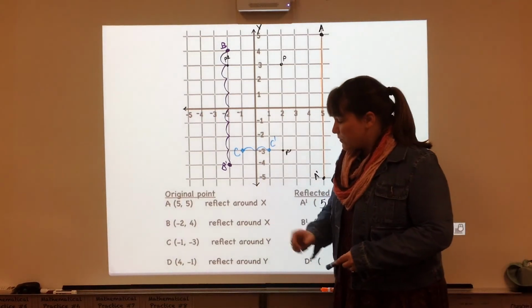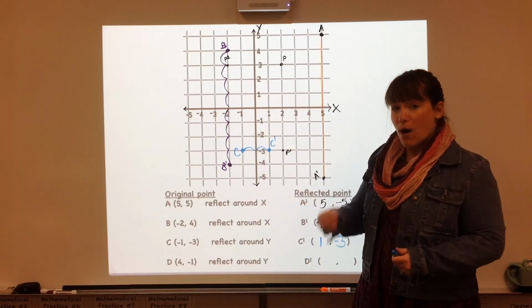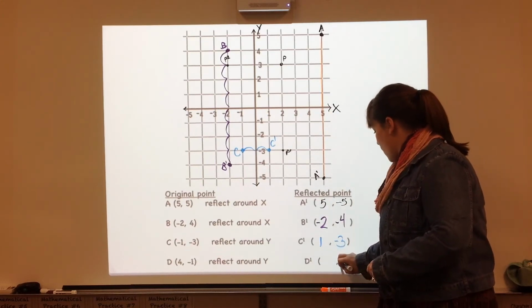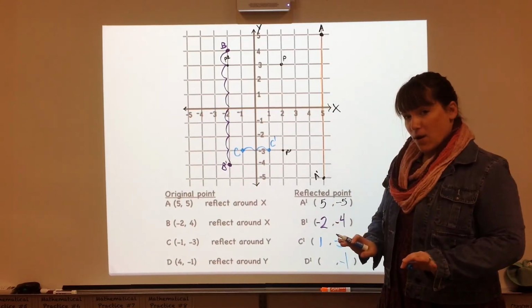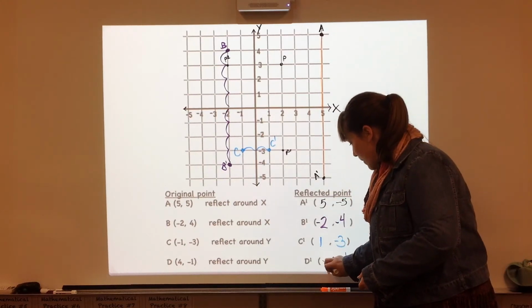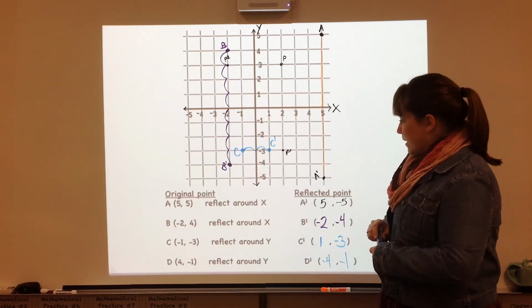Point D is 4, -1. Reflecting around the y means we leave the y alone. So -1 is going to stay a -1. The only thing that changes is the x, and we have to take the opposite of that, which is -4. Now let's graph D and D1.